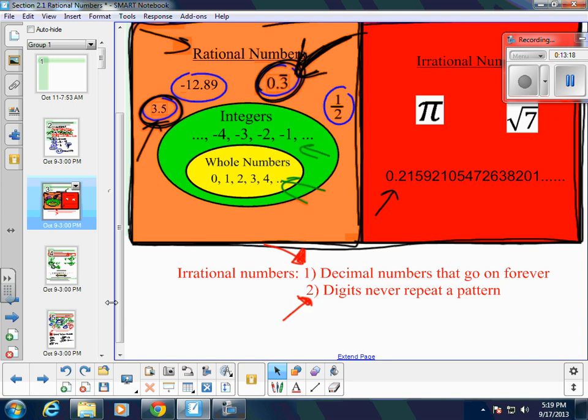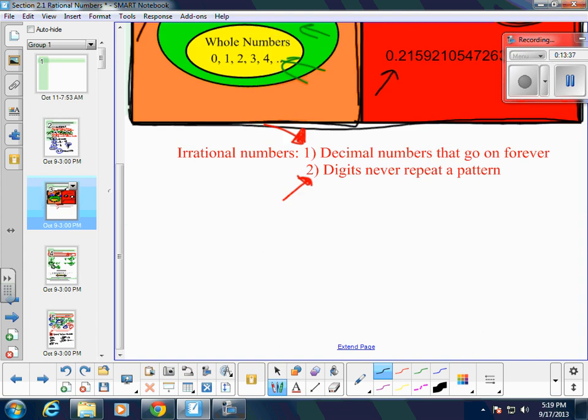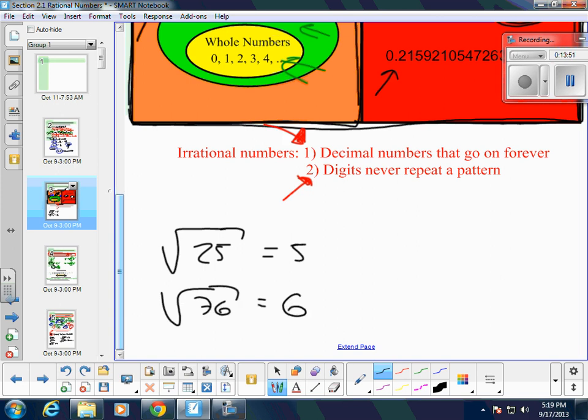There are two main types that we're going to see this year and have to be aware of. One of them is pi. Pi is an irrational number that never repeats a pattern and goes on and on forever. And the other type that we need to know is square root numbers. Students will hear me say this in class, but square root numbers that don't give you something nice. I'm going to give you an example of what I mean by that. Square root means some number times itself gives me the number under the radical. Well, the square root of 25 is just 5. The square root of 36 is just 6.